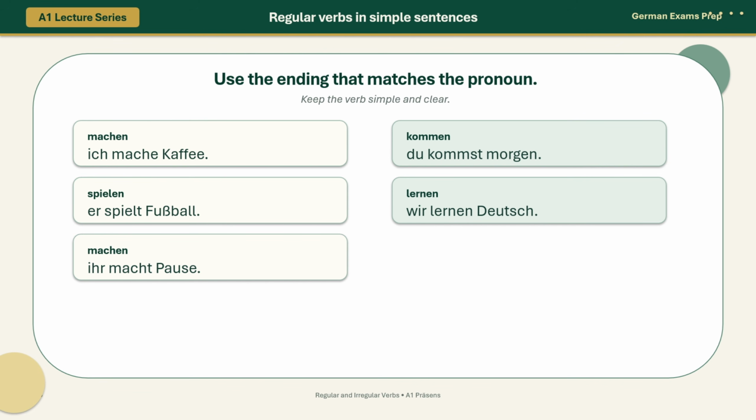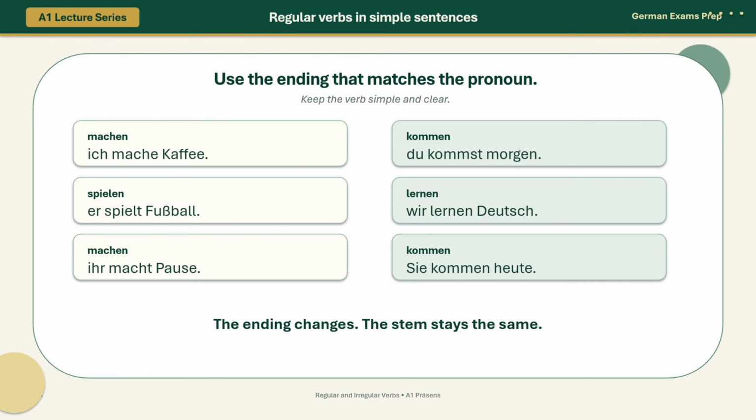Now, machen with Pause. For example, you all are taking a break. Ihr macht Pause. Ihr needs t at the end. Now, kommen. They are coming today. Sie kommen heute. Here sie needs en, like formal Sie needs en. And remember, the ending changes, but the stem stays the same in regular verbs.